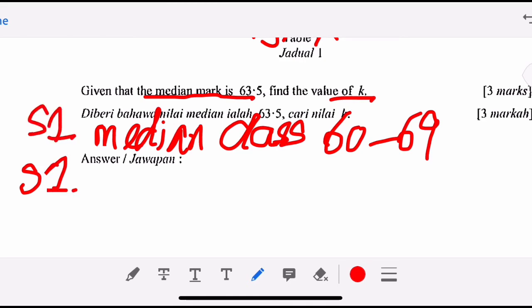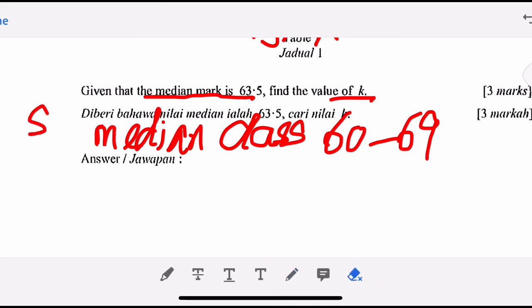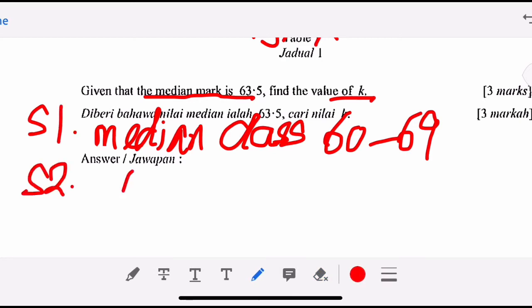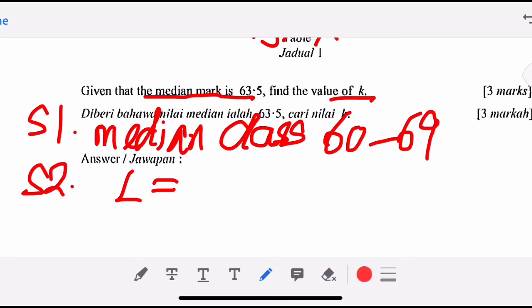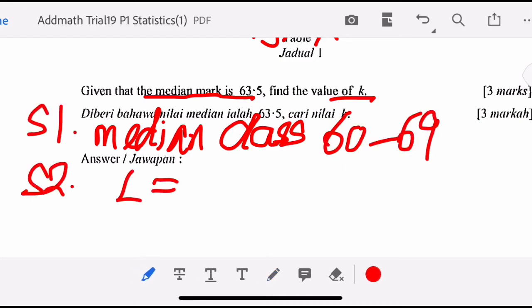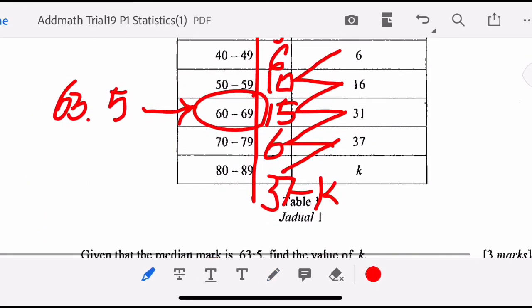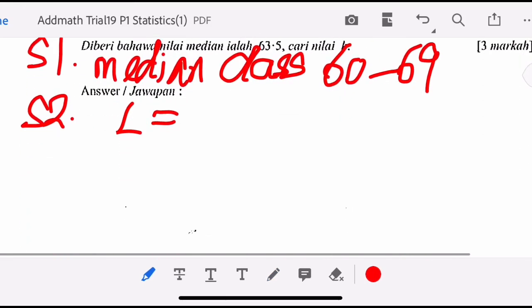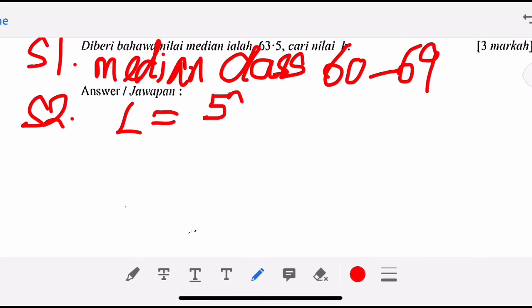This is step 1, which is very important. When they give 63.5, you go to the class interval and find where the median class is, because 63.5 lies between 60 to 69. From there, you find your L. What is L? L is the lower boundary for the median class. How do you find the lower boundary? You take the midpoint of 59 plus 60 divided by 2, so you will get 59.5.